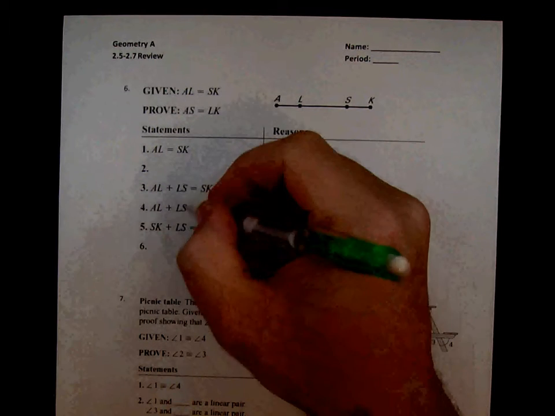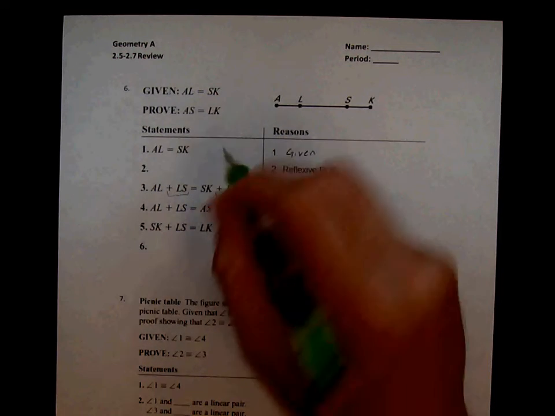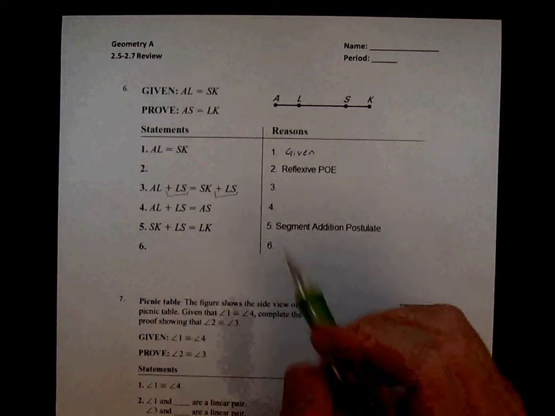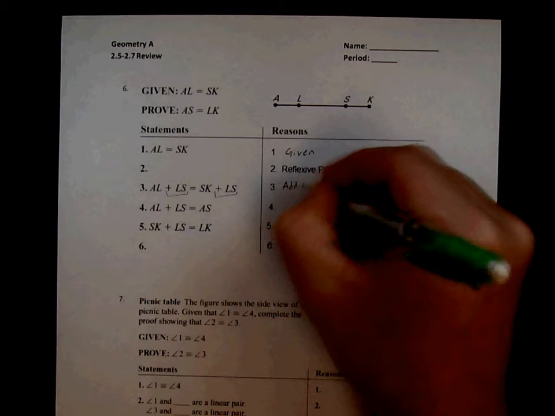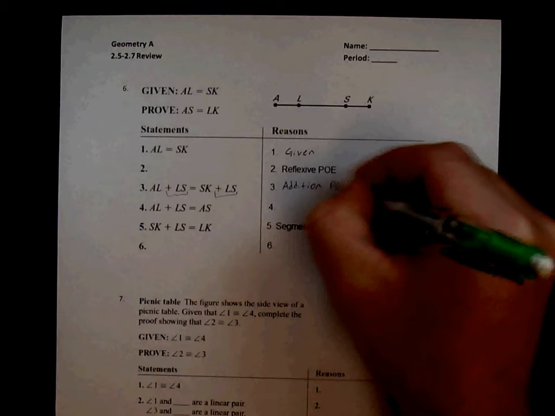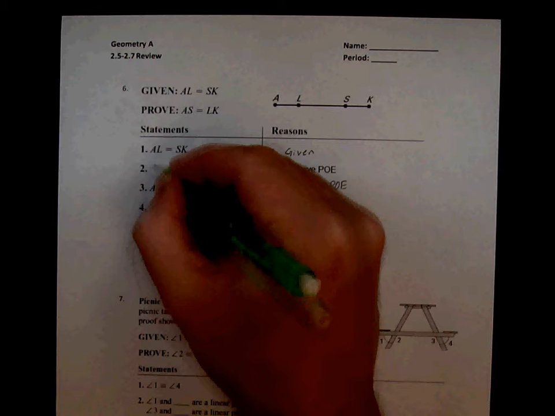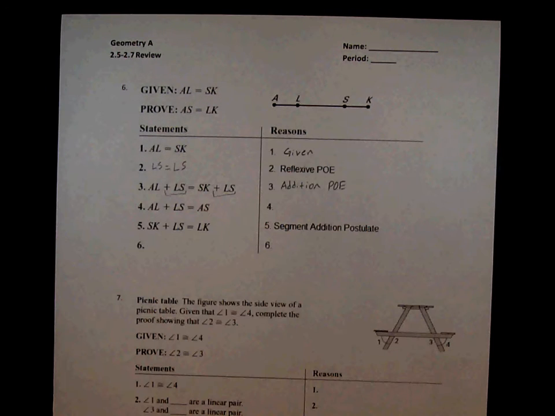The next step, step 3, looks like we're adding LS to both sides. We kept AL on the left side, we kept SK on the right side. We are adding LS to both sides, so that's actually in step 3. If I jump ahead, it's going to be the addition POE. But what I added to both sides was LS, so that's what they were looking for in line 2, that LS equals LS. That way I can say that I'm adding the same value to both sides.